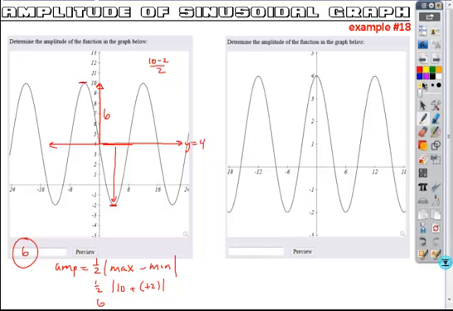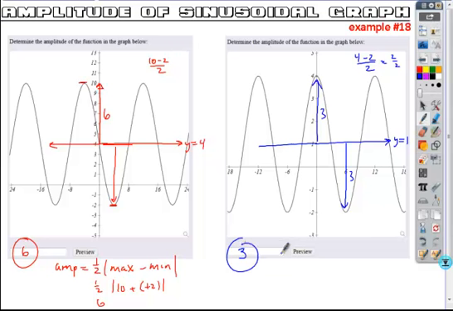Okay? So in the second example, from negative 2 to 4, if you find what that average is, that gives you the midline. So the midline is 1. And then you can count up from there, up 3 or down 3. Either way, that tells you what your amplitude is. And you can also use the distance, 1/2 the absolute value of the max, which is 4, minus the min, which is negative 2. That gives you 1/2 of 4 plus 2, or 6. Half of 6 is 3.